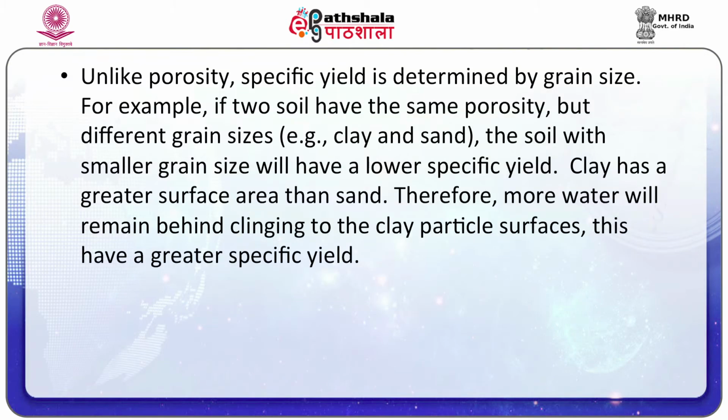Thus, specific yield is less than porosity. Unlike porosity, specific yield is determined by grain size. For example, if two soils have the same porosity but different grain sizes, for example clay and sand, the soil with smaller grain size will have a lower specific yield.